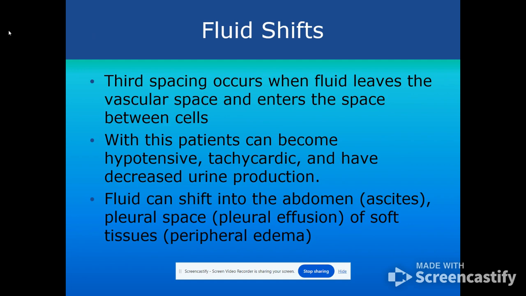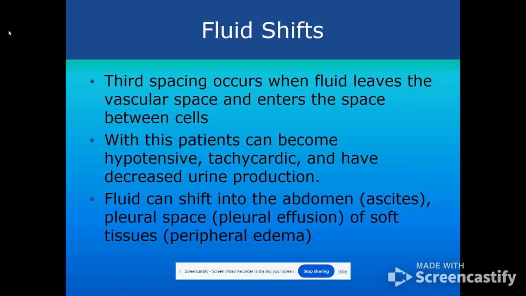Another thing that can happen is fluid shifts. When fluid shifts into the interstitial space, circulating blood volume decreases. This will then result in decreased blood flow to organs of the body. Because of this, patients can become hypotensive, and they're going to compensate for the low blood pressure by becoming tachycardic. Their heart rate will increase because the heart is trying to pump more blood to get to the tissues and organs that it needs to get to. So it's compensating for that low blood pressure. They can also be restless and have decreased urine production.